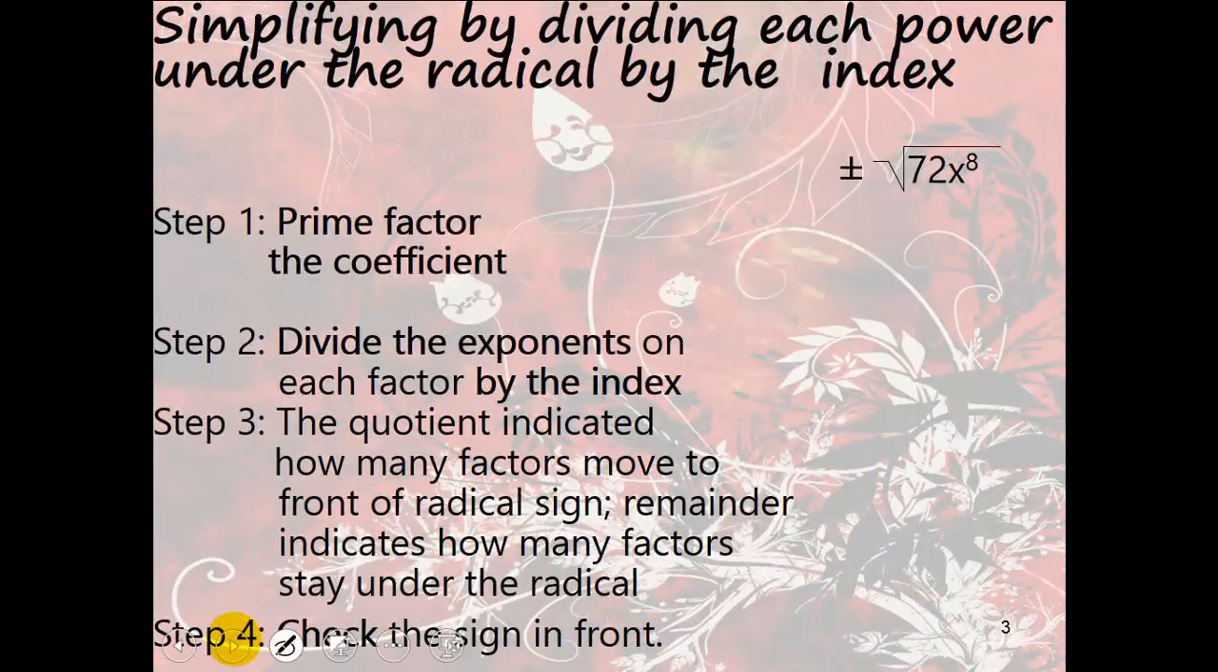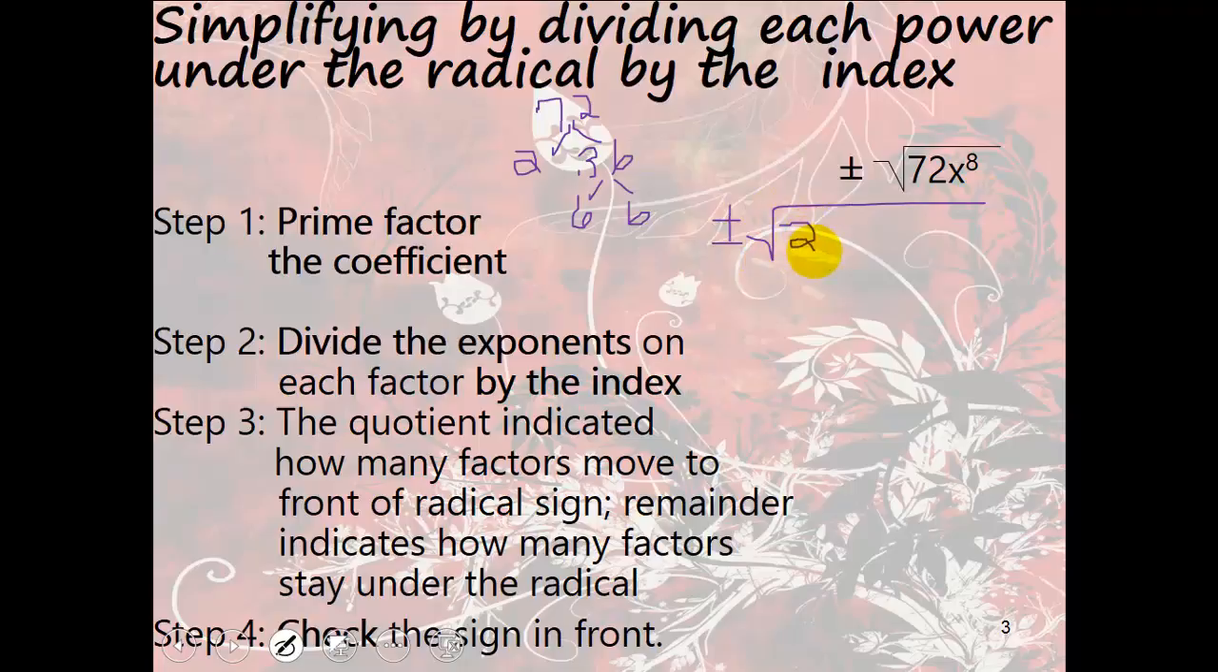So let's try this. I'm going to prime factor 72, and when I do that, I get 6 and 6 and a 2. So I have plus or minus the square root of 2 times 6 squared times x to the 8th. Okay, so look, this power here on the 2 is less than my index. My index is a 2. So that just is going to stay there.